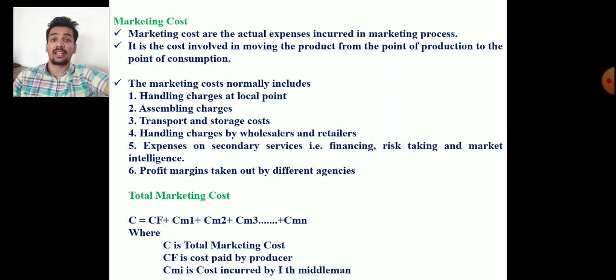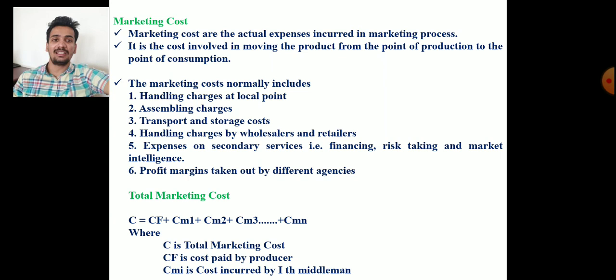Then there are expenses on secondary services, such as financing, risk taking and market intelligence. Market intelligence means providing market information, market news, market outlooks and predictions. Last is the profit margin taken by the different agents. As we know, these middlemen do their business only to make a profit, so these profits are also involved in the marketing cost.